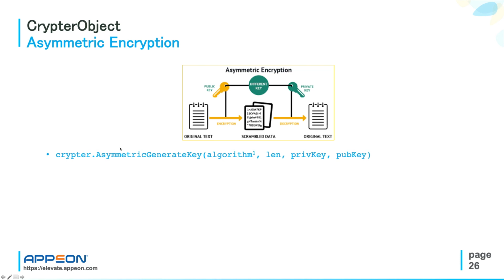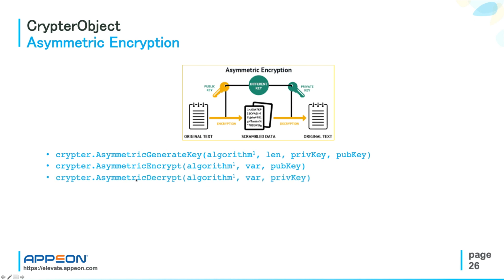So in PowerServer, you can use the asymmetric generate key methods of the CrypterObject, which allows you to create a private key and a public key for the following data transmission. Asymmetric encryption, which, as you see from the picture, is based on the public key. Asymmetric decryption, which is instead based on the private key. And the algorithms that are supported are the very famous RSA, DSA, and Rabin.